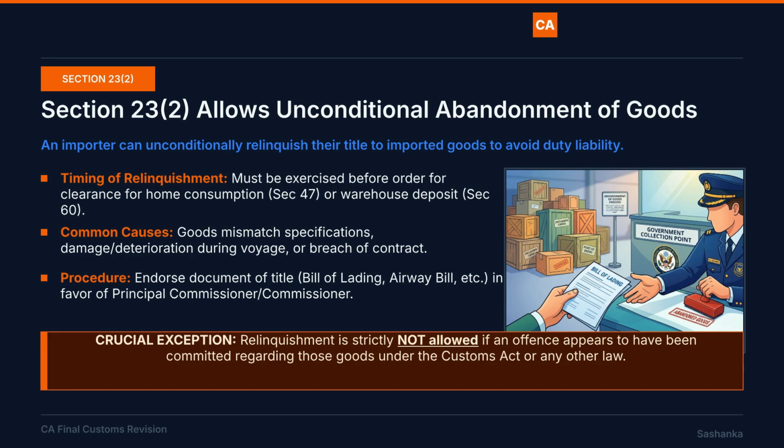Relinquishment must occur before the order for home consumption clearance under Section 47 or warehousing under Section 60. The importer must endorse the title documents in favor of customs authorities. One important exception is that abandonment is not permitted if an offense under customs law appears to have been committed.